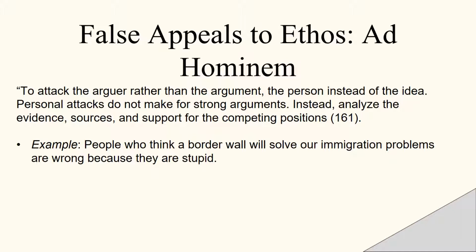We've talked about some faulty appeals to logos and pathos. Let's discuss a few false appeals to ethos. As our textbook points out, ad hominem is Latin for "at the person." The ad hominem fallacy attacks the person making the argument rather than the argument itself, suggesting that the person's argument is not valid due to an aspect of the arguer's character.